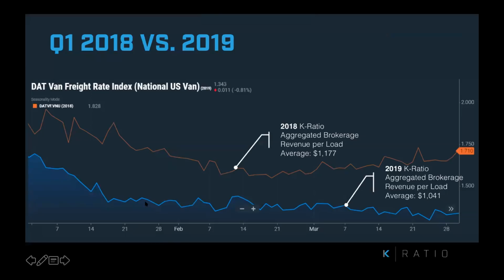This first slide that we're going to analyze here is a revenue slide. And so what happens when a market lowers, even if margins remain consistent, what we're going to see is a decrease in profitability. The reason being is the pie that you're pulling that margin out of is now a smaller pie. We're seeing those numbers on the aggregated brokerage revenue per load drop from $11.77 last year to $1,041 this year.